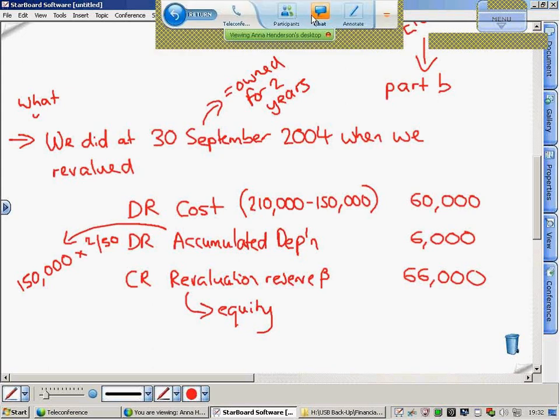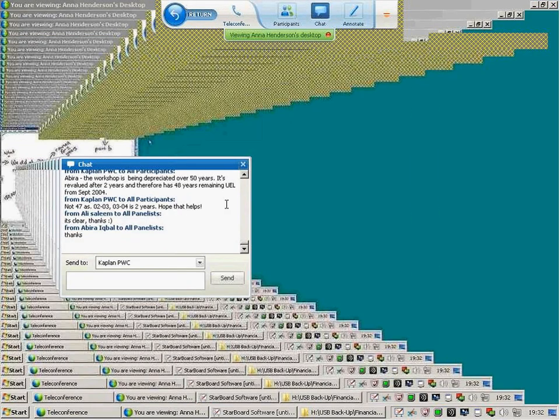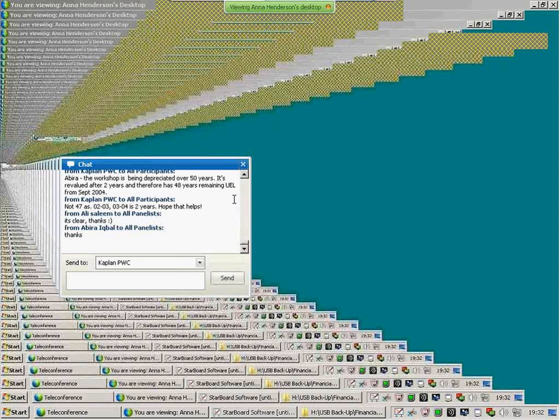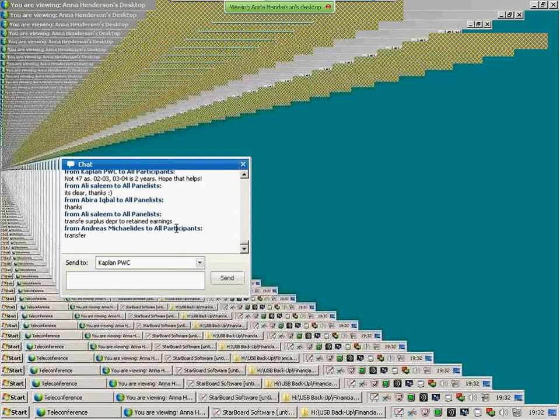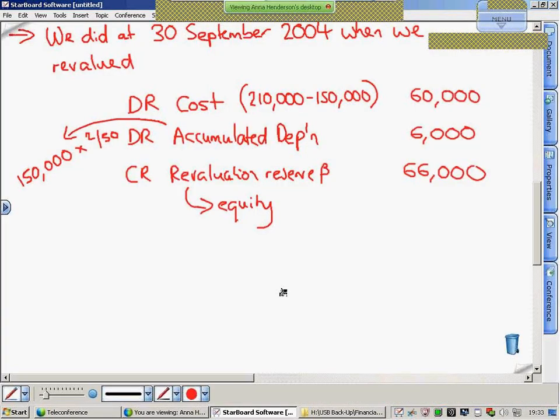Can anyone tell me in the chat panel what happens when we have a revaluation? What do we do to make sure the shareholders aren't annoyed that we've got more depreciation going through the financial statements? Surplus to retained earnings. Brilliant, Ali. Brilliant, Andreas. Yeah, excellent. So what we need to do, we need to transfer the surplus.